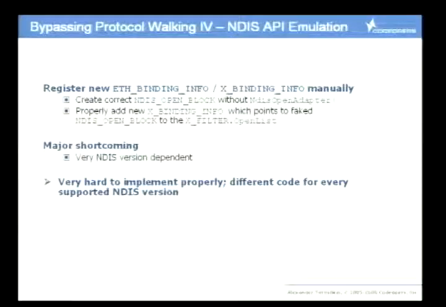The last approach is about emulation of the NDIS API code. If we register our own ETH binding info or X binding info structure without any original system code, we will be sure that no firewall has caught the registration because we don't use any system code to do this. The major shortcoming of this method is that it's very NDIS version dependent.